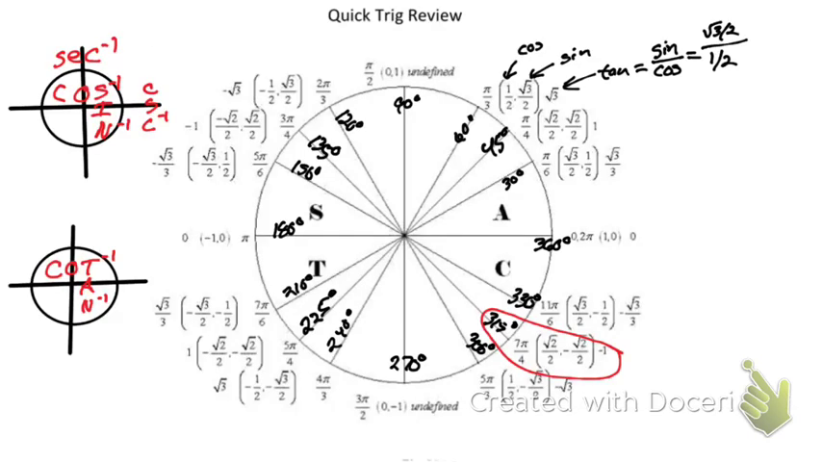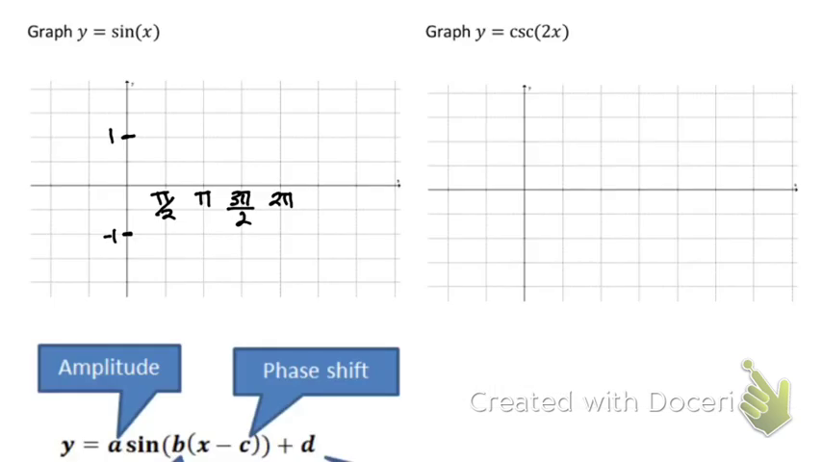If I look at my unit circle, it can tell me how to start this. My sine value at 0 degrees is 0. So sine is going to start at the point 0, 0. It's going to go up to 1, back down to 0, to -1, back to 0, and your graph's going to look something like that.